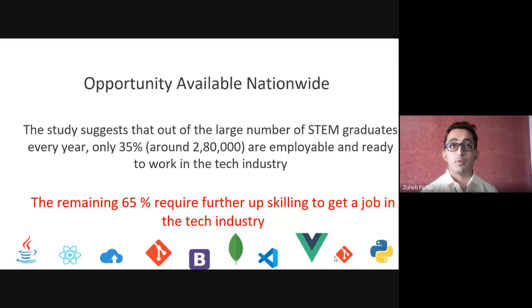And when you're speaking of all the jobs available in the market, only 35% have the skills to get that job. The remaining 65% need to do a further course. Many of you must have thought that after engineering, either I will do a master's or I will do this specific course, course X, course Y, something like that. So many people go into different fields and then they get placed.